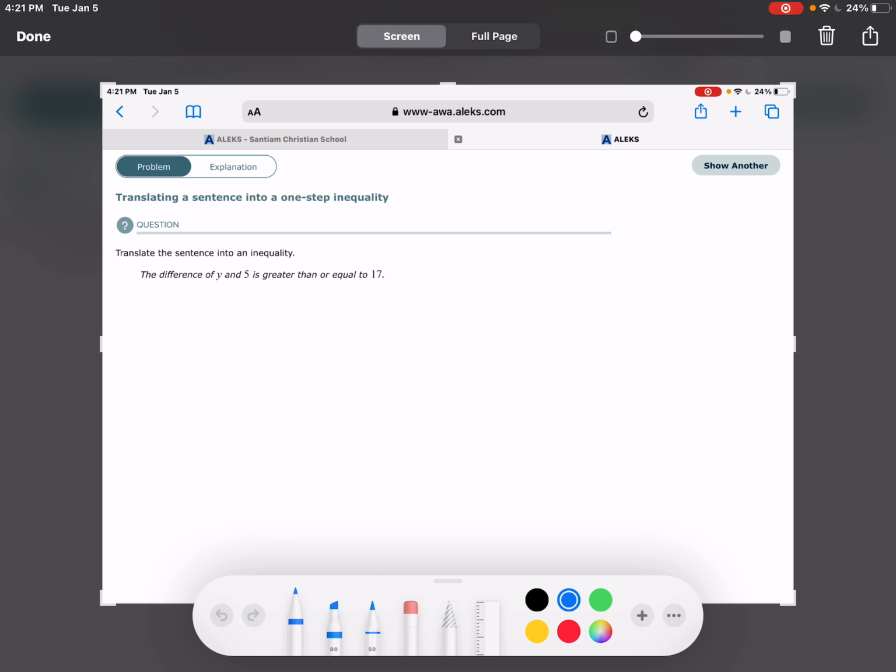So the difference of y and 5, and the other thing that usually happens is they usually put them in the order that you should write the minus. So the difference of y and 5, we'll say y minus 5. Is greater than, literally, is greater than or equal to 17. So the difference of y and 5 is greater than or equal to 17. Y minus 5 is greater than or equal to 17. Hope that helps.